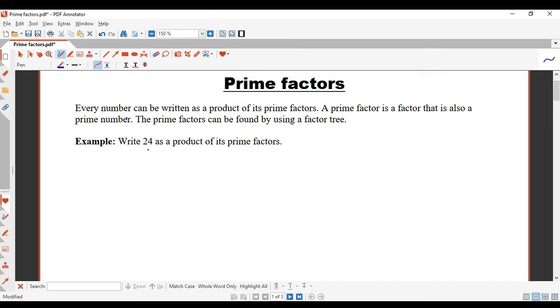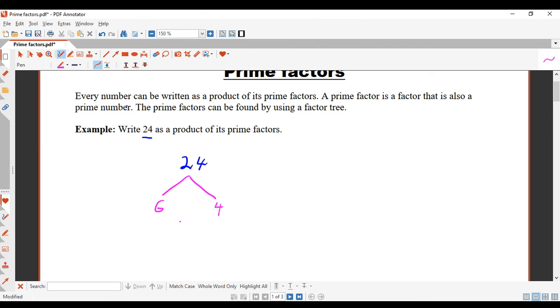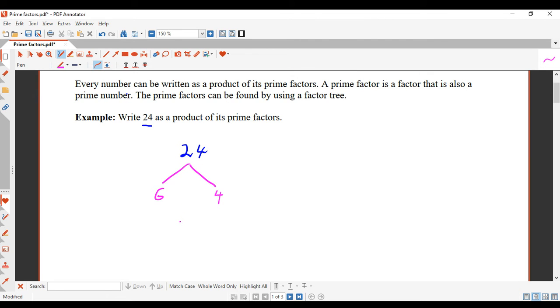So let's have a look at the first question. Write 24 as a product of its prime factors. So we're going to write down 24, and then we're going to use something called a factor tree. Okay, so with a factor tree, I just have to think of two numbers which multiply to give 24. Let's just say you chose 6 and 4. All right, 6 fours are 24. Then we're going to break those numbers down.